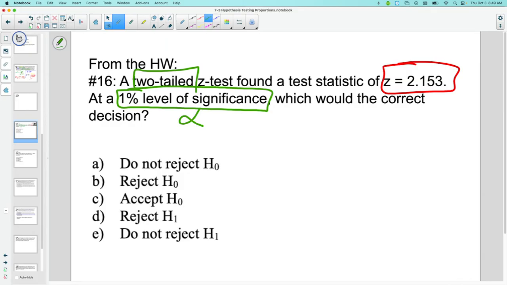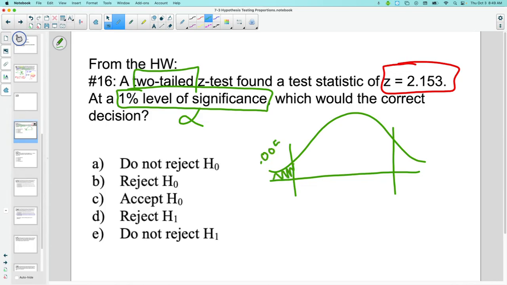Number one, and this is my preferred way, just because for me it's quicker, I'm just going to draw that out. I need to do two tails. It needs to total to 1%. So that means there's 0.5% in either tail, right? Just one side, there's 0.5%.